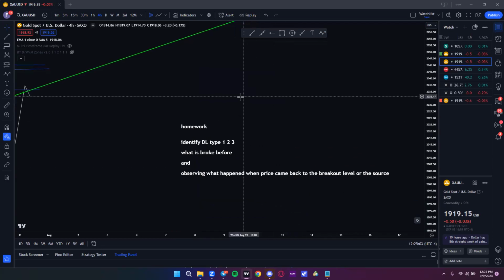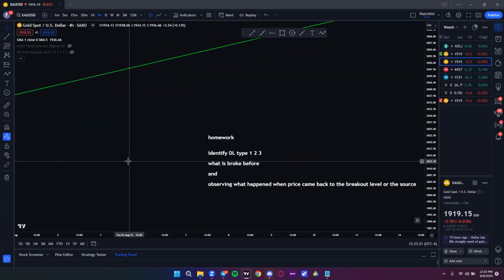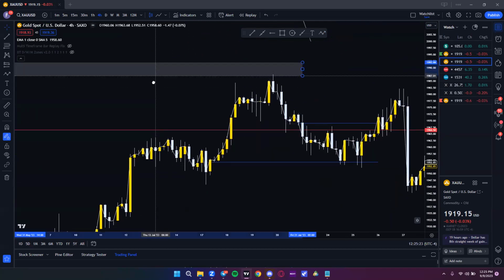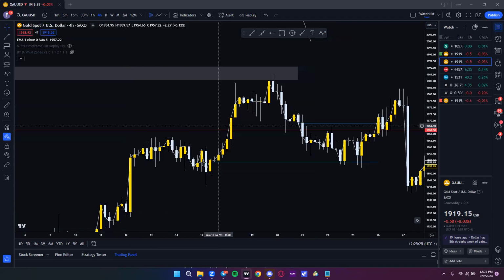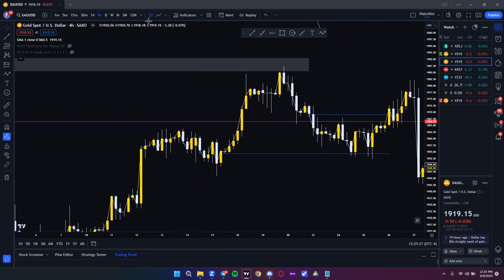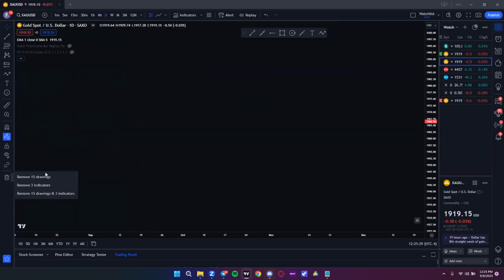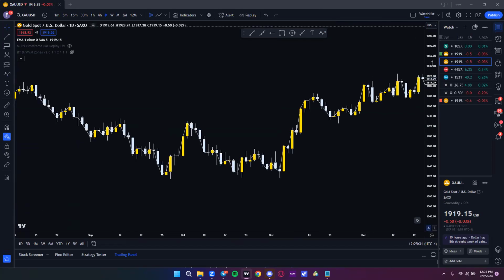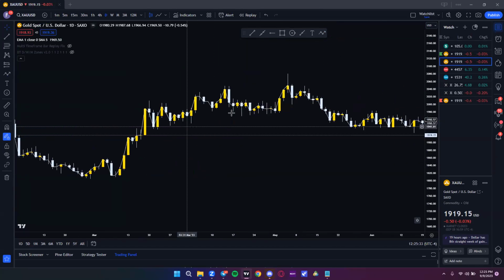Even if you begin to get curious and look at multi-time frame on your own throughout this week or this weekend, you will see that just observing what happens when you get a break of a decision level on multiple time frames, you'll see exactly how it works.